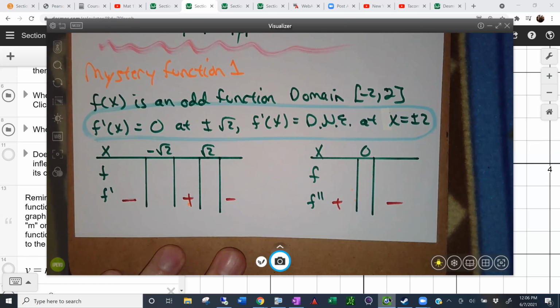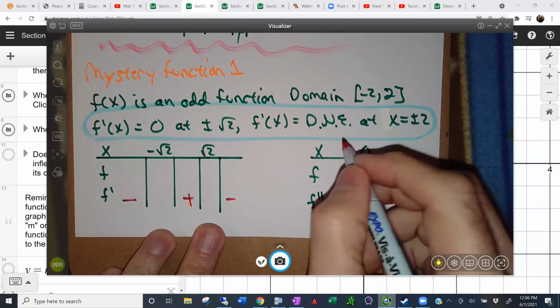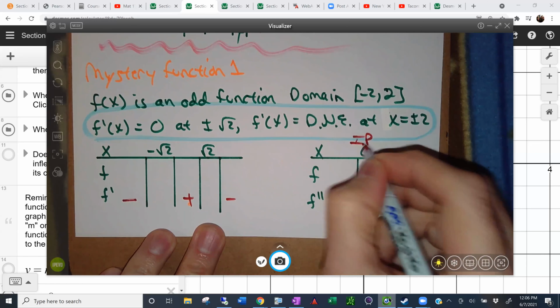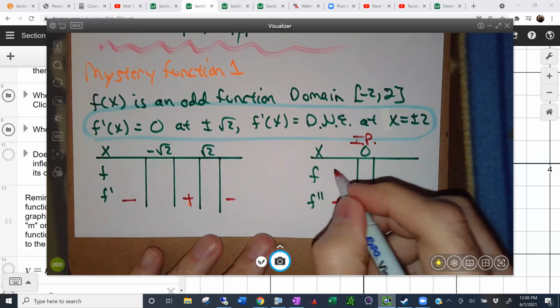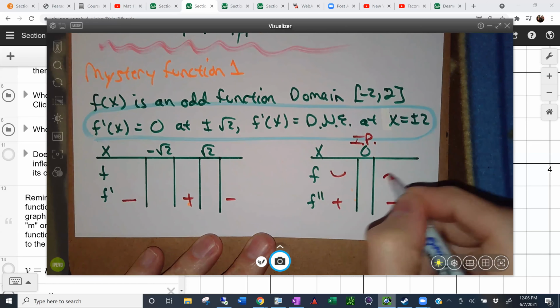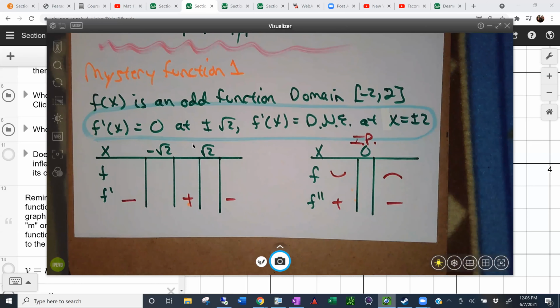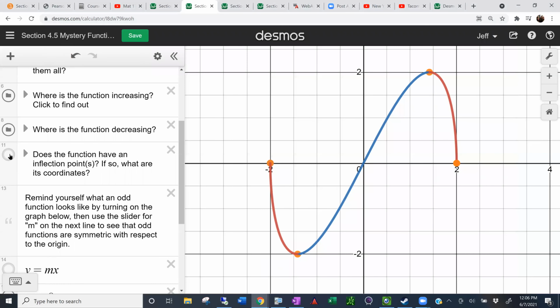Sign change. Sign change in the second derivative. So 0 is an inflection point. The shape goes from concave up to concave down, right at 0. So does it have an inflection point? If so, what are the coordinates? 0, 0. That's your inflection point.